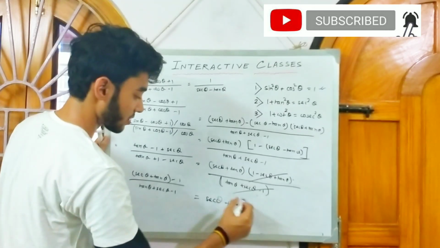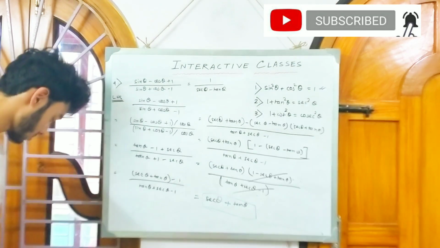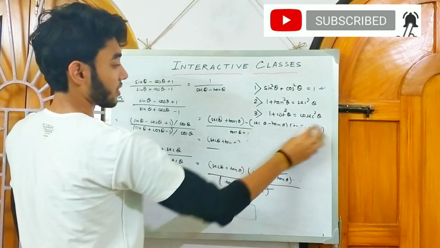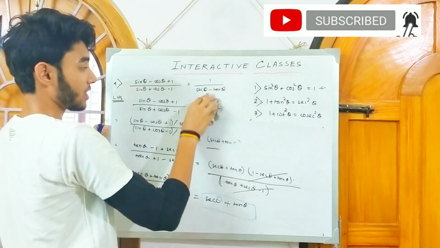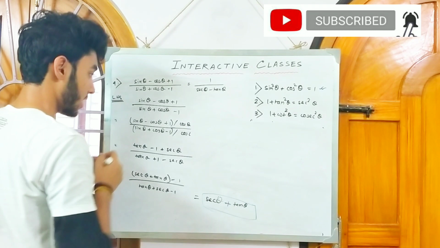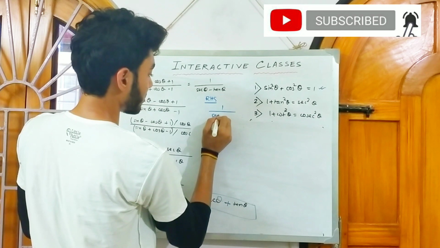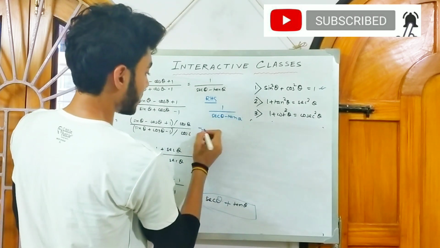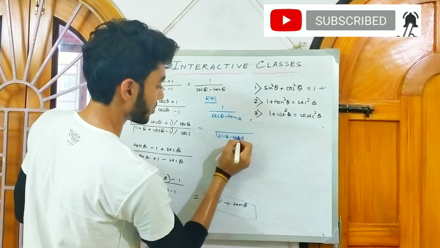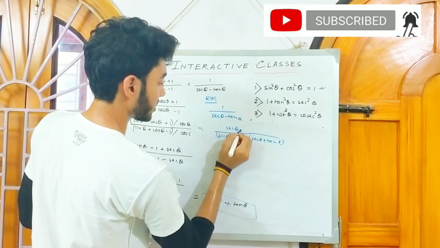Now this is the LHS. Now let us do the RHS part. Now RHS we got 1 by (sec theta minus tan theta). If we rationalize it, we multiply by sec theta plus tan theta in the numerator and the denominator.